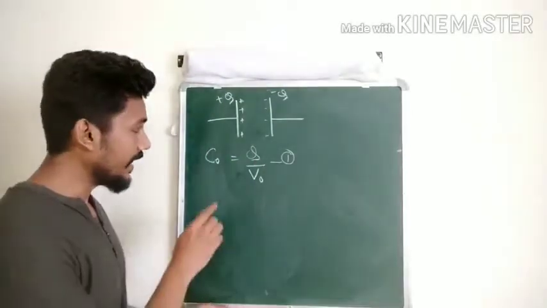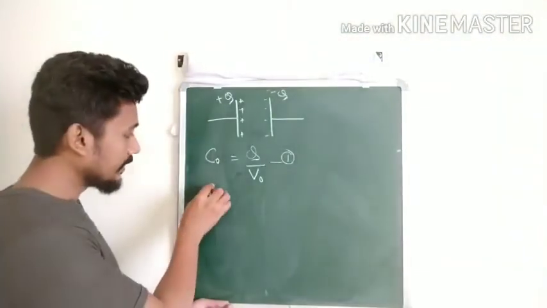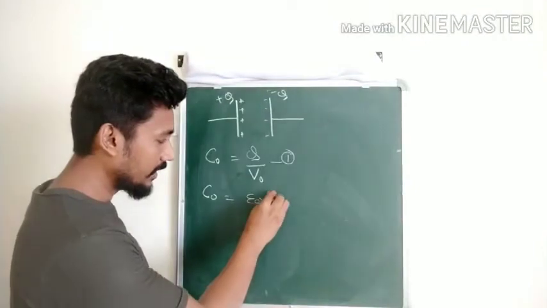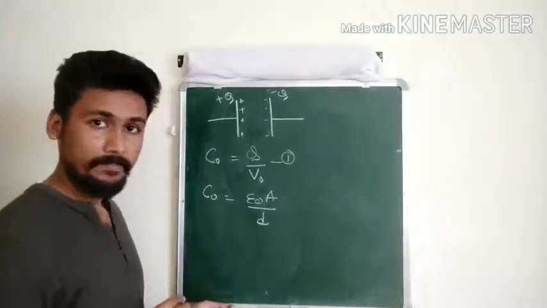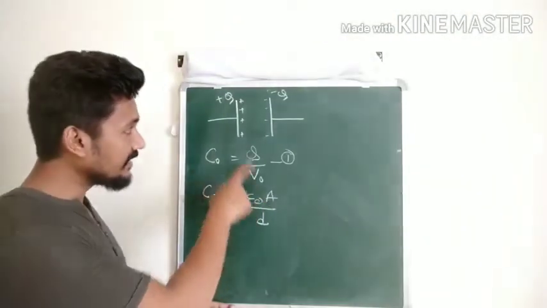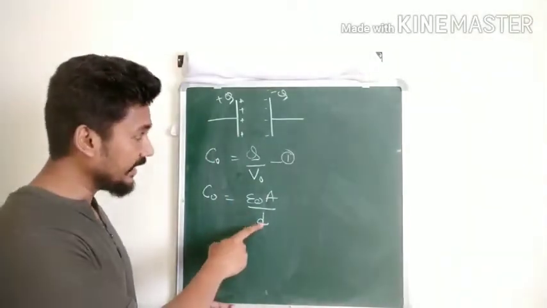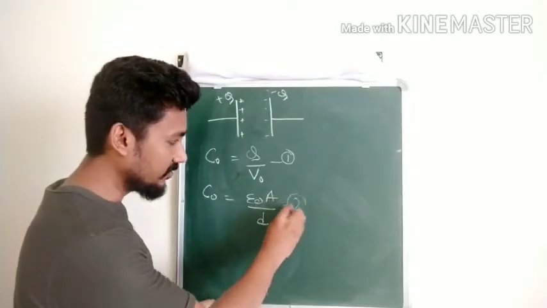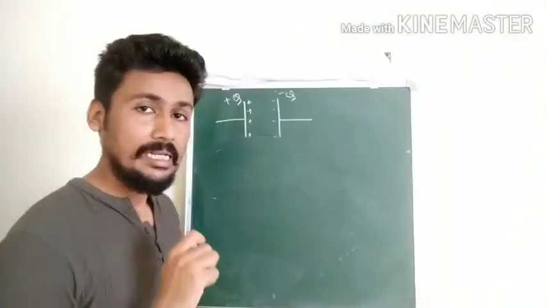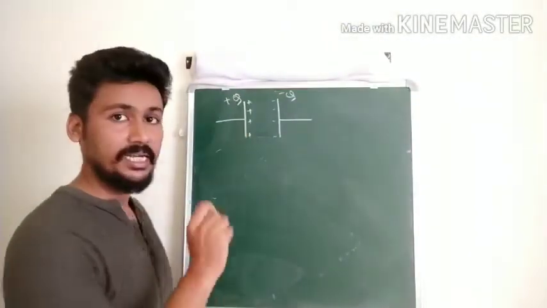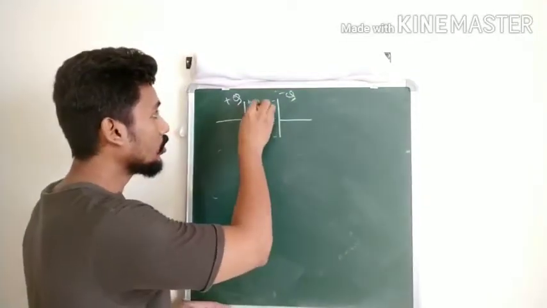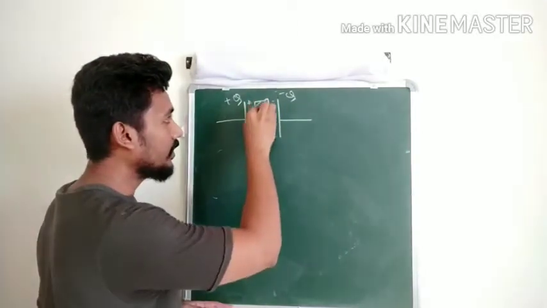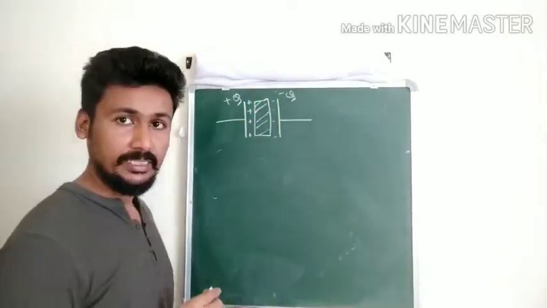Okay. And we already know that C naught is equal to epsilon naught A by D, where A is the area of the plates and D is the distance between the two plates. Fine. This we will call our equation number 2. Now let us see what happens when we are inserting a dielectric material.